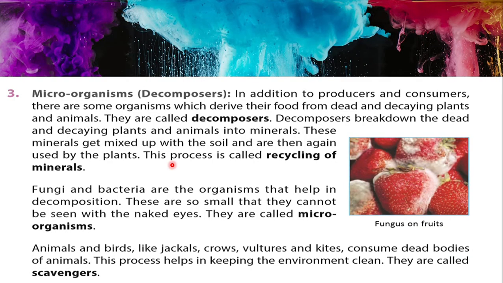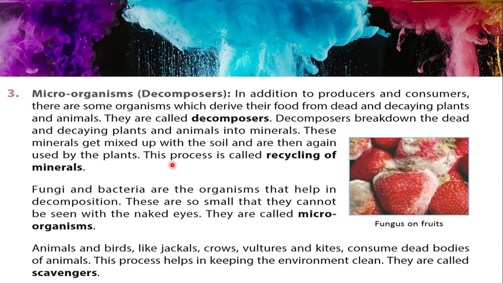This is the third part, that is the microorganisms or the decomposers. So, in the biotic component, we learned that there are three parts. First, the plants, those are the autotrophs or the producers. Second, the heterotrophs, animals or the consumers. Third is the microorganisms or the decomposers. The decomposers or the microorganisms, they do not produce or consume, they decompose.